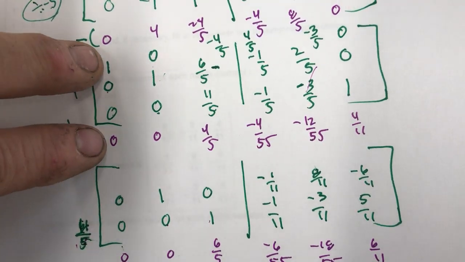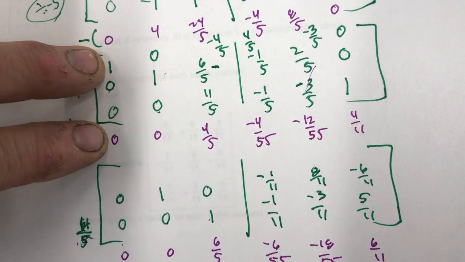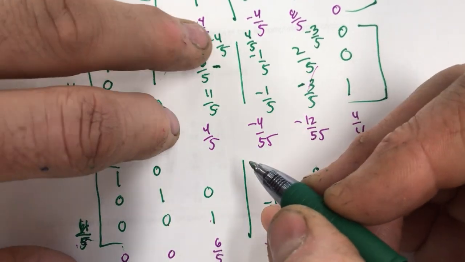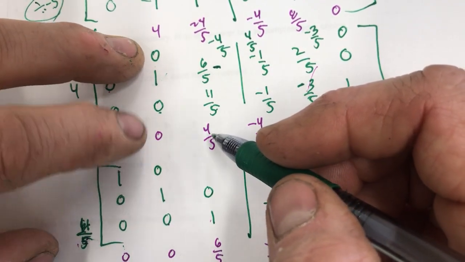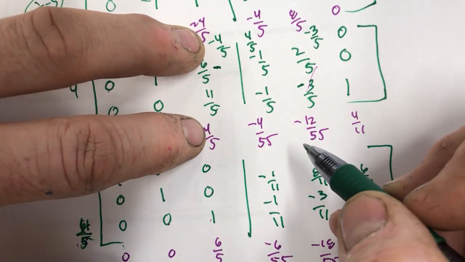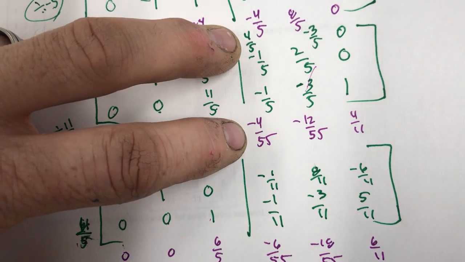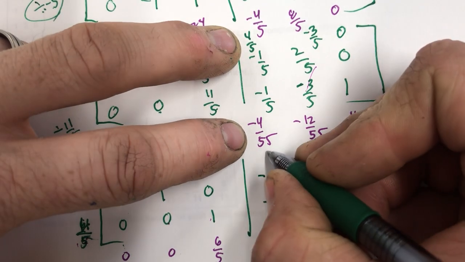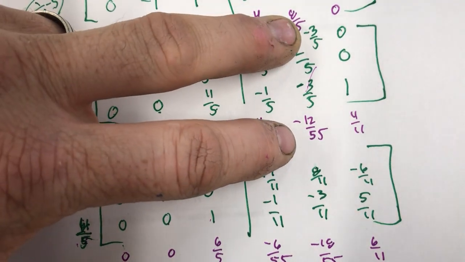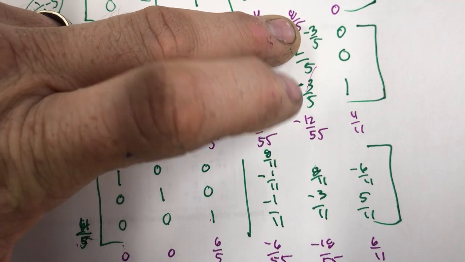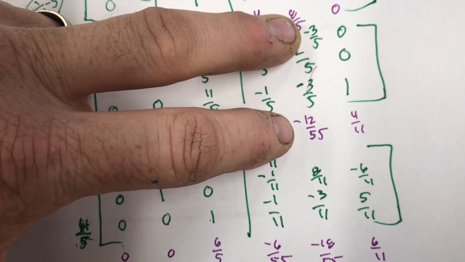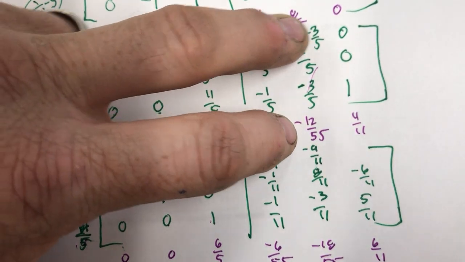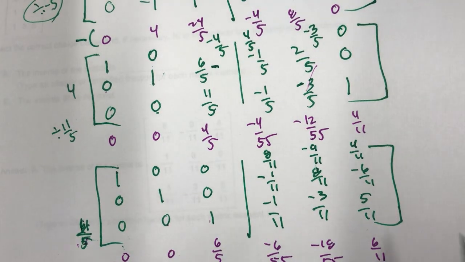And now what I'm going to do here is take these two rows and subtract them. So 1 minus 0 is 1. 0 minus 0 is 0. Negative 4 fifths. Okay, I'm adding them. I'm supposed to be adding them. So 1 plus 0 is 1. 0 plus 0 is 0. Negative 4 fifths plus 4 fifths is 0. I'm adding them. So 4 fifths plus negative 4 over 55 is 8 over 11. And then negative 3 fifths plus negative 12 over 55, that's negative 9 over 11. And then 0 plus 4/11ths is 4/11ths. And there you go.